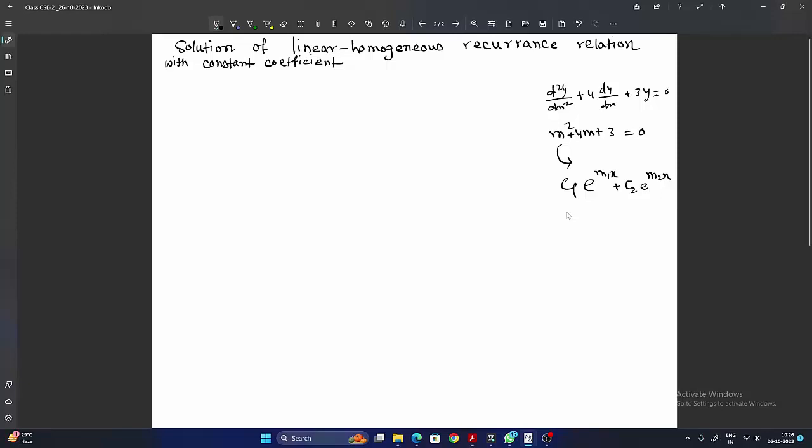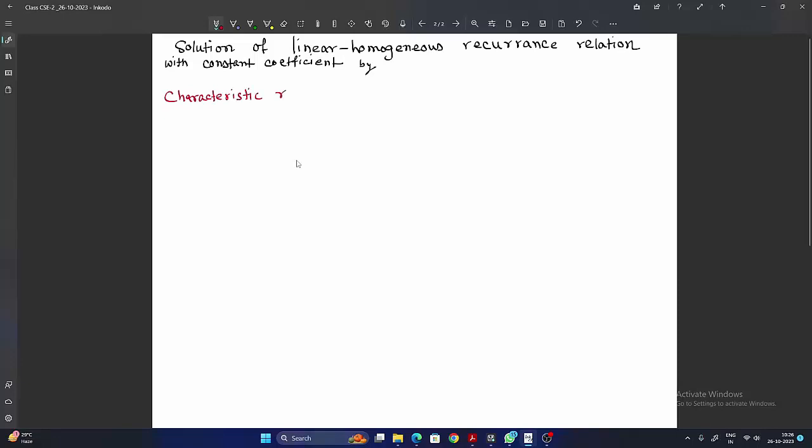Here also the recurrence relations are the same thing. If it is a constant coefficient linear homogeneous recurrence relation, you can solve it by the characteristic root method, and the solution is the same as the ODE solutions. So here we will discuss the first method, the characteristic root method. This first method is like the ODE method. So here we will take one problem and solve it.